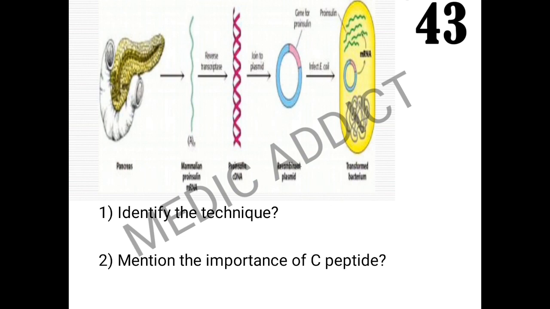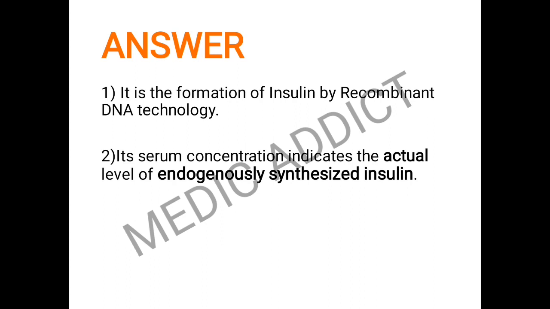Now as we can see this double-stranded molecule in the figure, we can easily identify that this is a technique of the recombinant DNA technology. So this is usually a formation of insulin by the recombinant DNA technology. It was mainly first done by the US based company Eli Lilly.